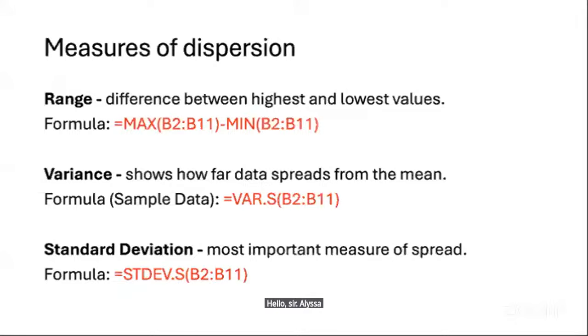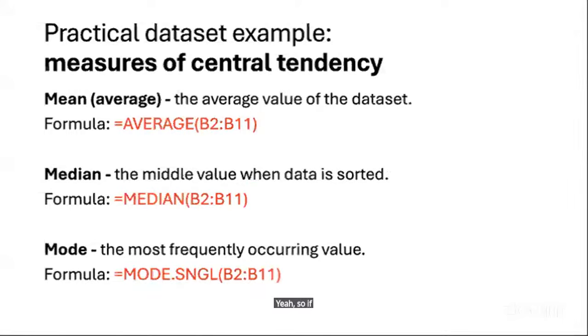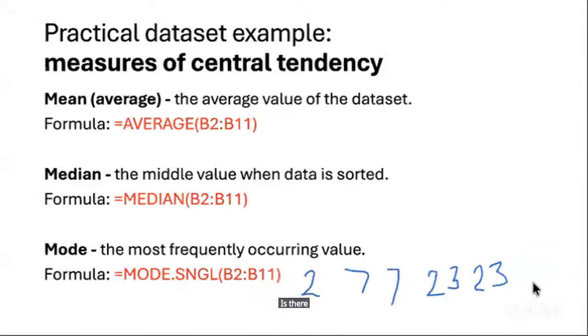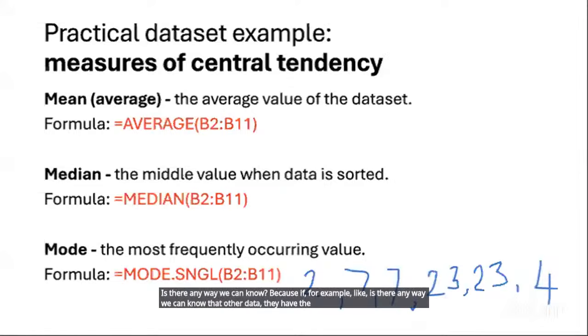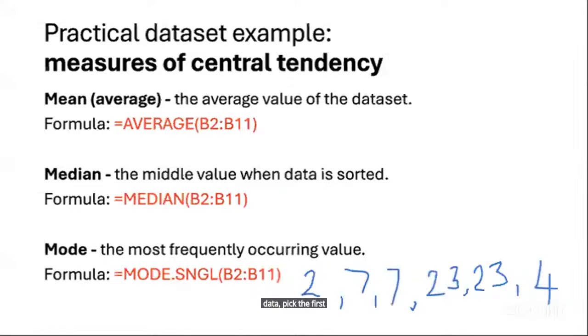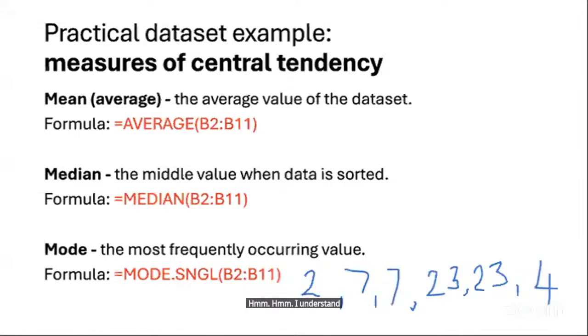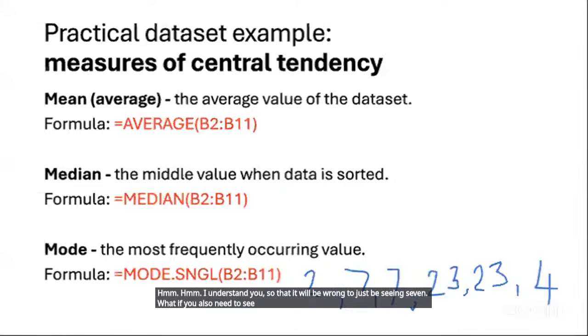Hello, sir. Yes, I have a question on the mode you just mentioned. For the example you gave with equal frequency, let's say 7 and 23 appear the same number of times, and you are trying to test the data. Is there any way we can know that the other data have the same frequency? Because if the formula picks the first one, say 7, someone concludes that 7 is the mode, whereas there are some others that have the same frequency. It will be wrong to just be seeing 7. What if you also need to see the 23?